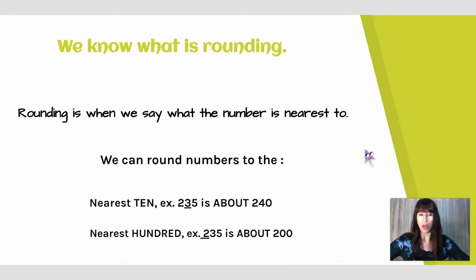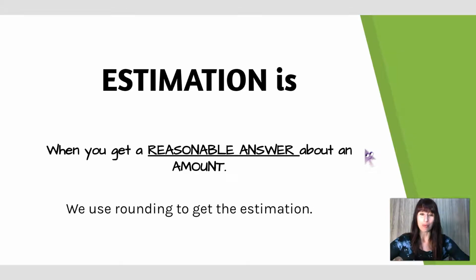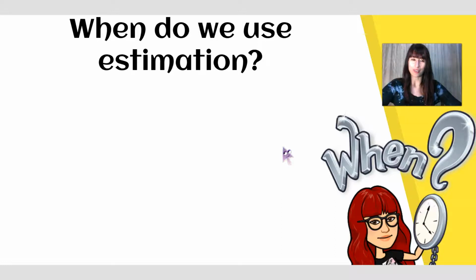Well, this is what is rounding. This is what we already know. But now we need to still answer the question, what is estimation? An estimation is when you get a reasonable answer about an amount. And we use rounding to get the estimation. Now, when do we use estimation?